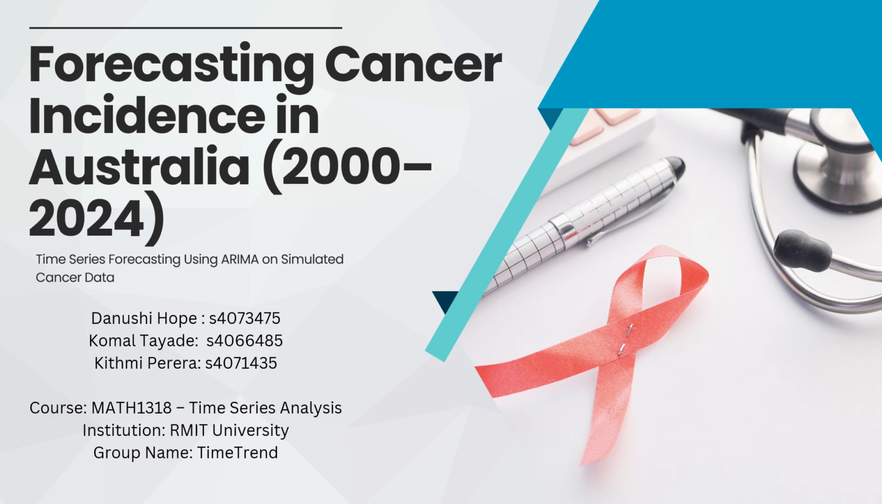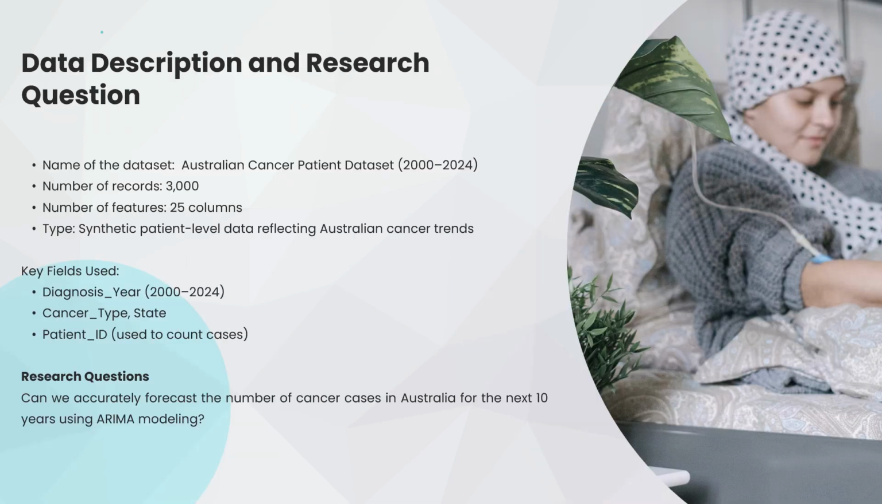Today I'll be presenting our time series analysis on cancer incident trends in Victoria, Australia from the year 2000 to 2024. We explored this using ARIMA modeling and forecasted for the next 10 years to support public health planning. Let's move on to the first slide.